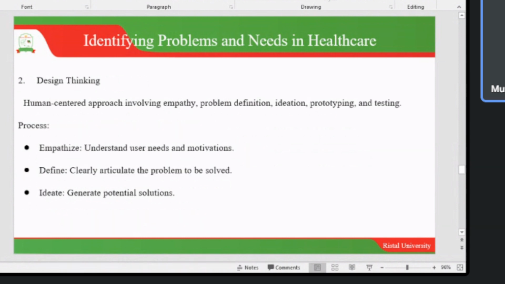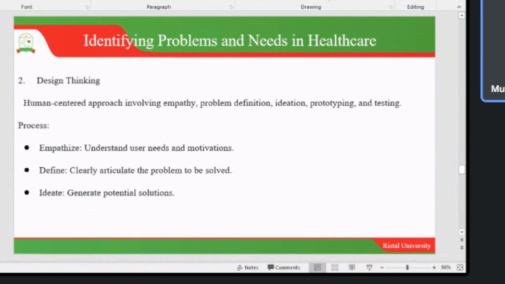All right. So the second way of identifying problems and needs is what we call design thinking. And in design thinking, we involve empathy, putting ourselves in the perspective of the end users of our product or service. Okay, so we wear their shoes and try to see what is really affecting them. Okay, and then it also includes problem definition, ideation, prototyping, and testing. Okay, some of these things we had looked at earlier, but we are going to look at them again.